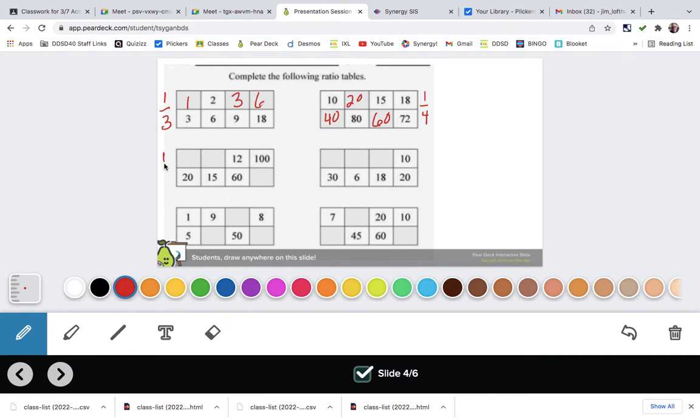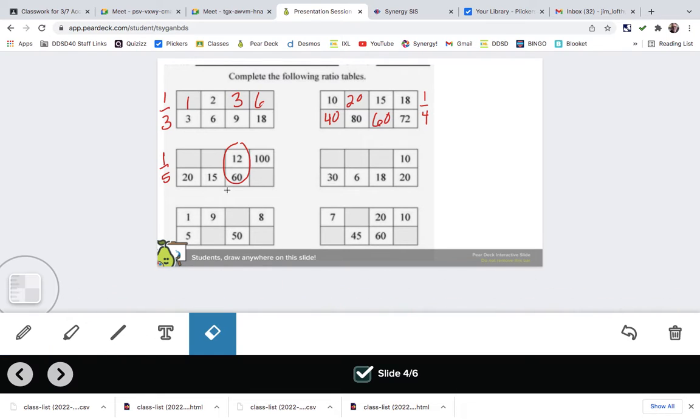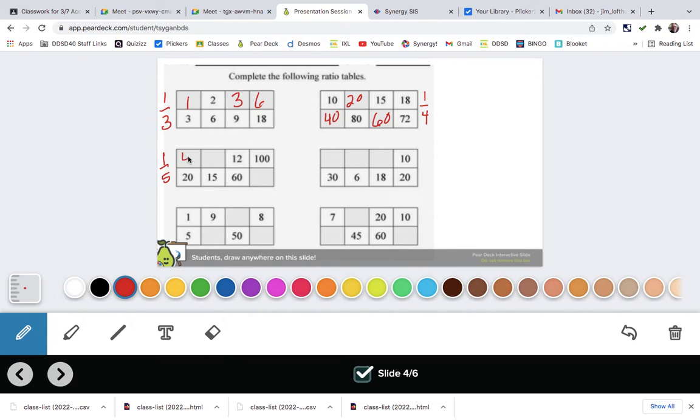This is the 1 to 5. I can tell that from right there: 60 divided by 12 is 5. So that simplifies to 1/5. So this is going to be 4 to 20, or 5 times 3 is 15, so 1 times 3, and then this is 500.